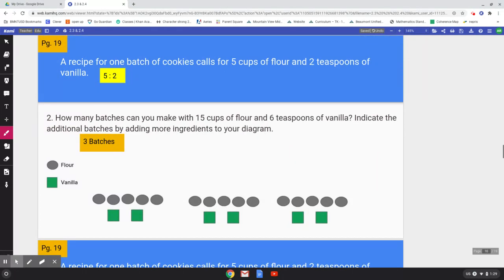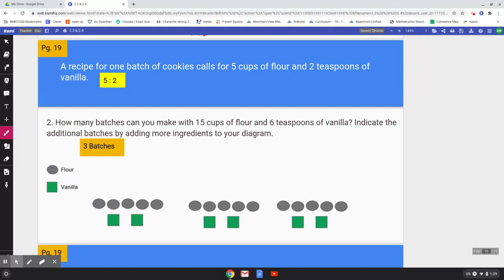So now you're on the same page. We're on number 2 now. So it says, how many batches can you make with 15 cups of flour and 6 teaspoons of vanilla? So that answer would be 3.